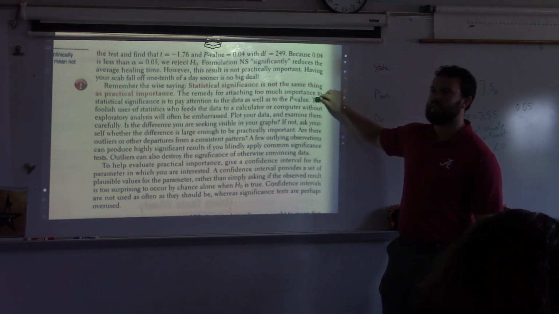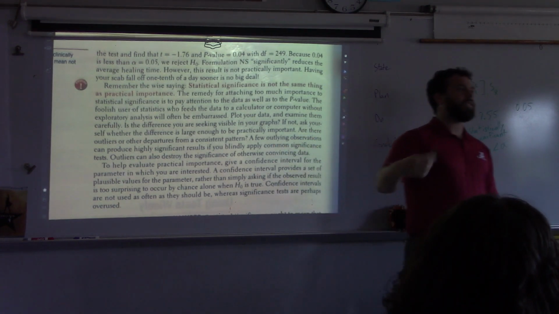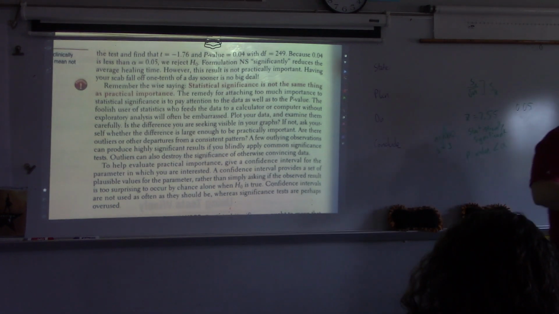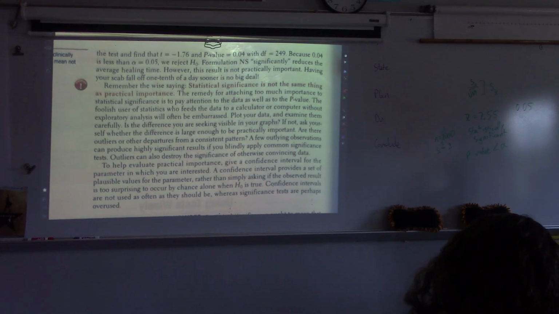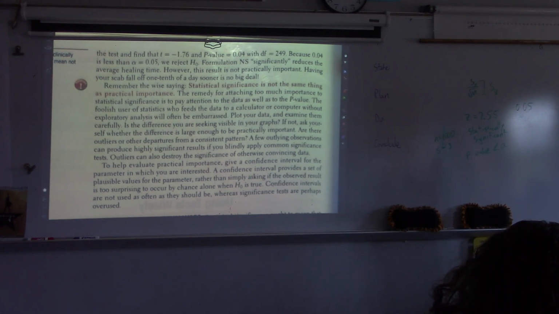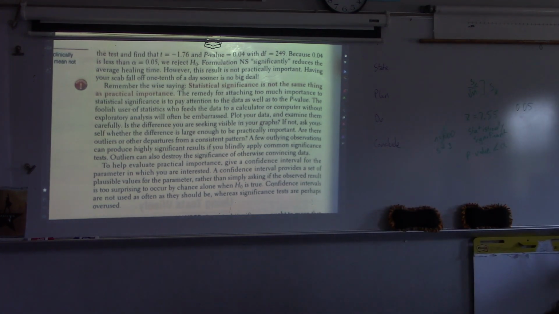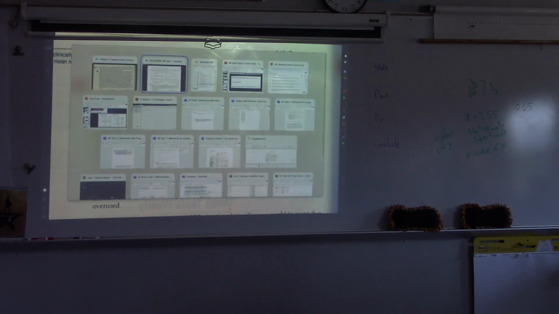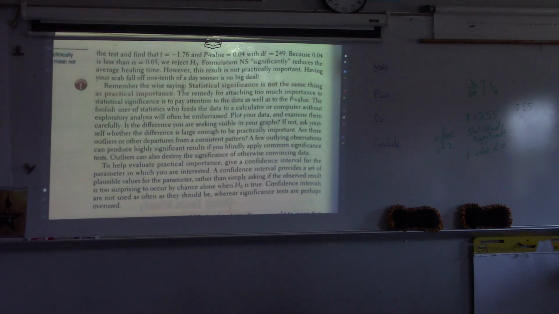You can increase your sample size to the point where you always have statistical significance. You can. But practically, does it matter? And that's a question that you would have to ask yourself, in the sense of real world application. Not in the sense of the AP exam. Okay? So are they going to test you on statistical significance versus practical importance? No. Definitely not, right?